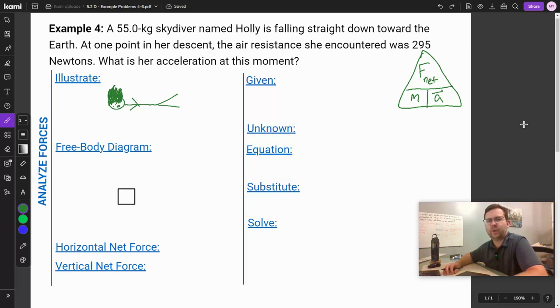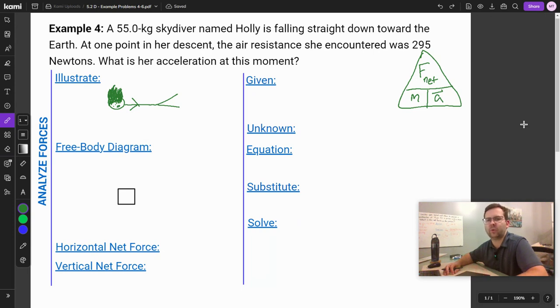Hi, in this video, we're going to be looking at some more examples of solving problems involving Newton's second law. Specifically, we're going to look at some vertical acceleration problems. So example 4 here says a 55.0 kilogram skydiver named Holly is falling straight down toward the Earth. At one point in her descent, the air resistance she encountered was 295 newtons. What is her acceleration at this moment?